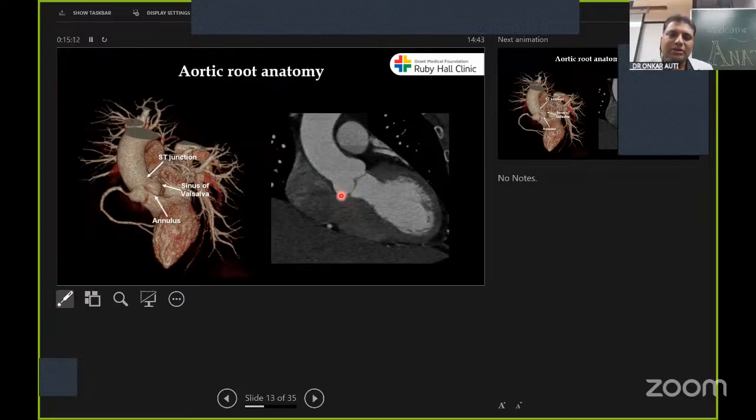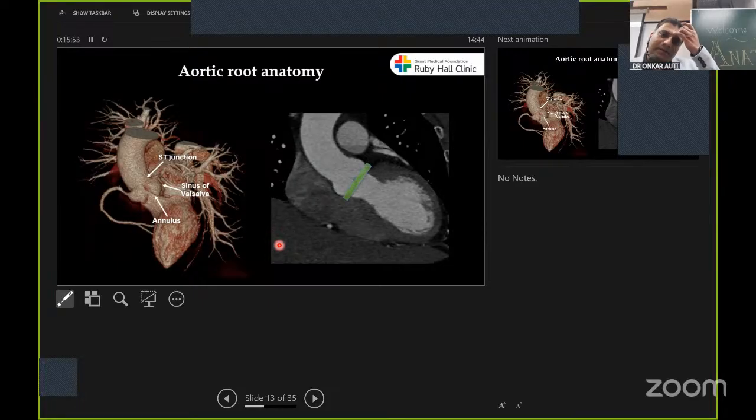The junction of the aorta and the left ventricle is called the aortic annulus. And this bulging part over here is called the sinus of Valsalva. This is the ascending aorta. The junction between the ascending aorta and the aortic root is called the sinotubular junction or ST junction. So there are 3 parts of the aortic root: the annulus, the junction with the LV; the sinuses, the middle bulging out part; and the ST junction, which connects to the ascending aorta.